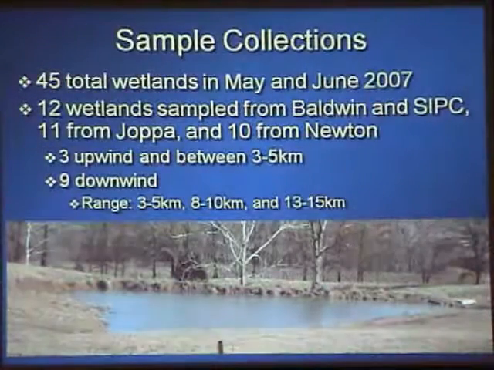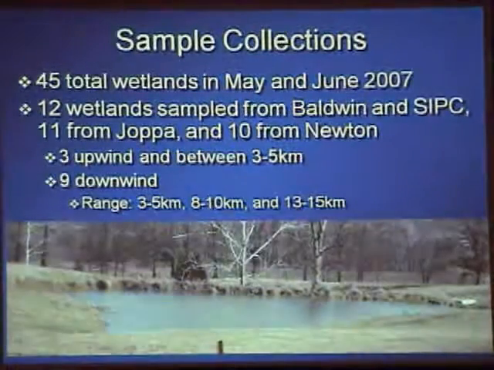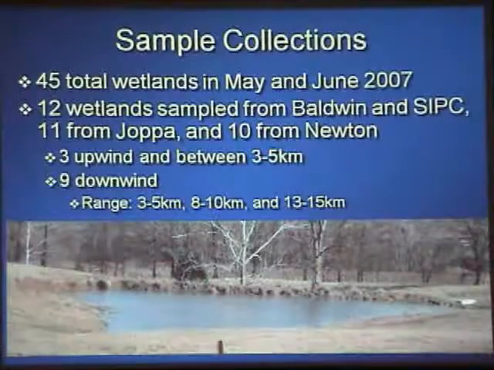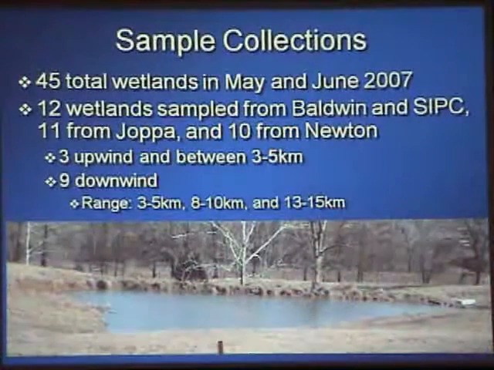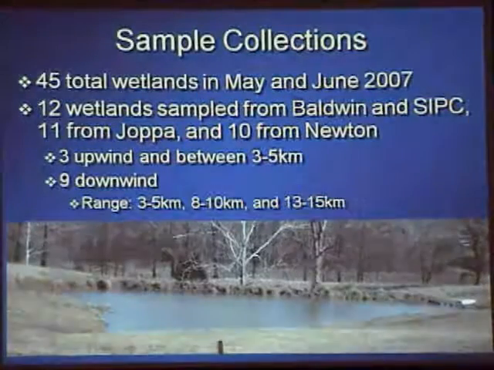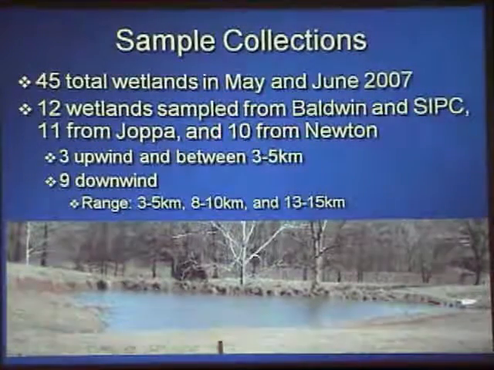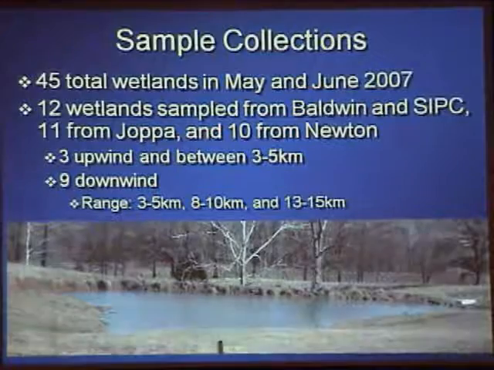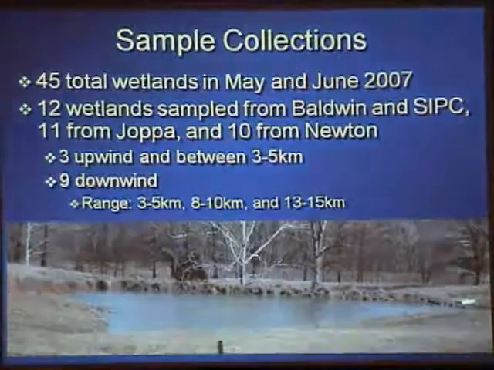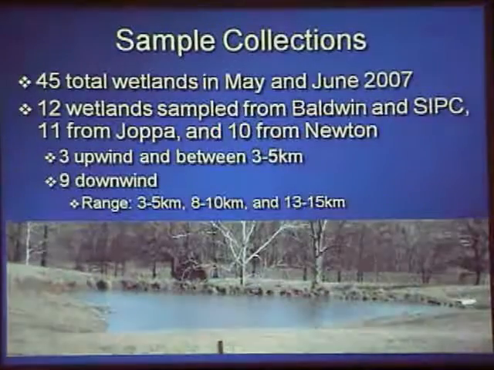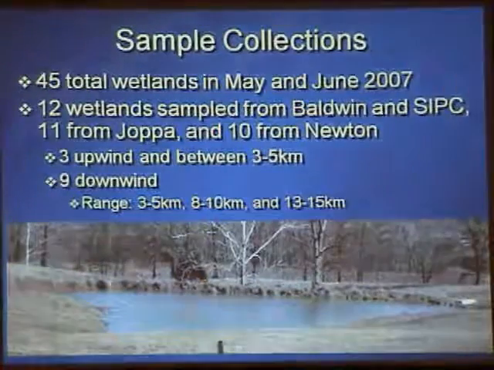So the method was to select wetlands upwind, and we wanted 3 wetlands upwind that were between 3 and 5 kilometers from the plant, and we wanted 9 downwind locations, 3 each at 3 to 5 kilometers, 8 to 10 kilometers, and 13 to 15 kilometers downwind from a particular power plant.